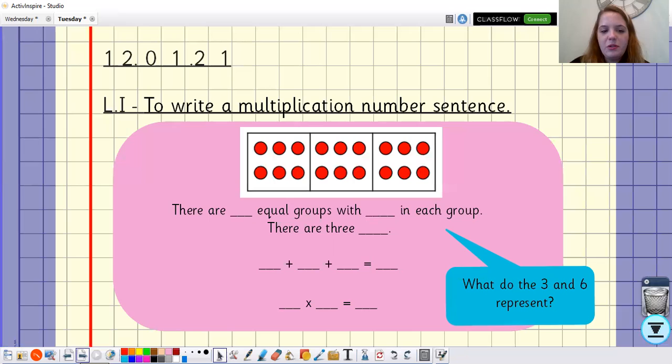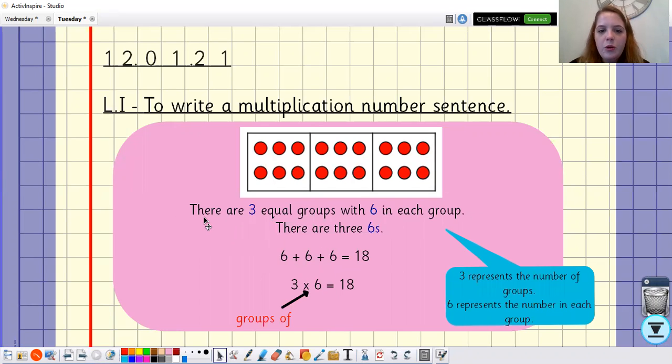Okay, so let's have a little look at the answers. So we have got here, there are 3 equal groups with 6 in each group. So in total, there are 3 sixes. 1, 2, 3 sixes. Remember, that's just another way of saying 3 groups of 6. So writing that as an addition number sentence then, we'd have 6 add 6 add 6, and the total of that would be 18.